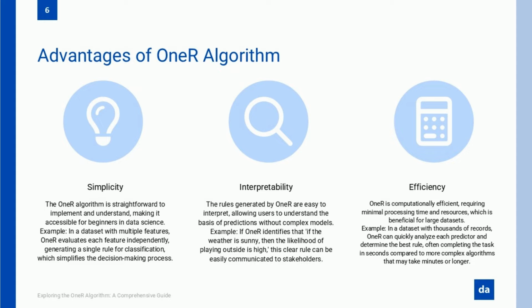The advantages of OneR lie in its ability to do more with less. It's not trying to compete with deep learning models or solve every problem under the sun. Instead, it excels in scenarios where clarity, speed, and interpretability are crucial. But as with any tool, it's important to understand its limitations. Let's take a closer look at those next.